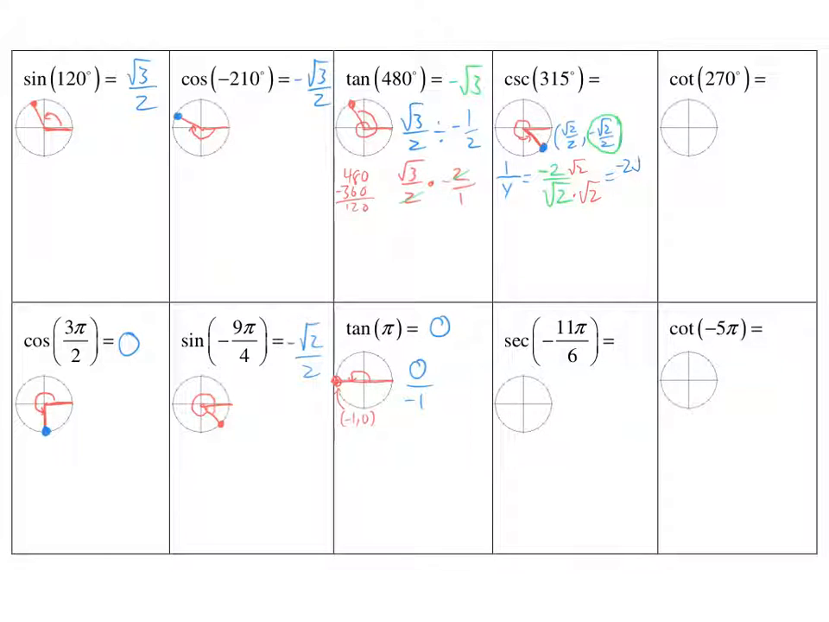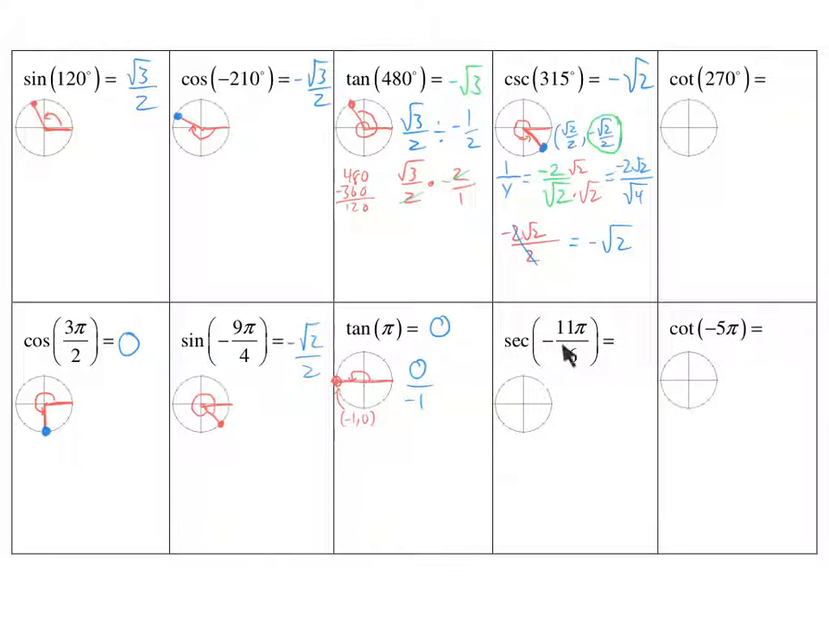You get negative 2 square root 2 over, what is the square root of 2 times the square root of 2? That is the square root of 4. But what's the square root of 4? 2. That would be 2 square root 2 on top, and the square root of 4 is 2. Don't the 2's divide out, leaving you just with negative square root 2. So the answer is negative square root 2, your final answer for this one, because these divide out, leaving you that value for cosecant 315.